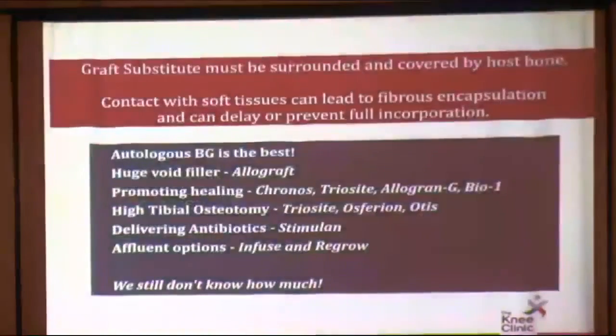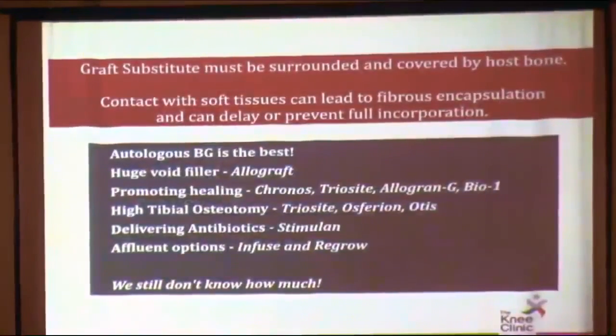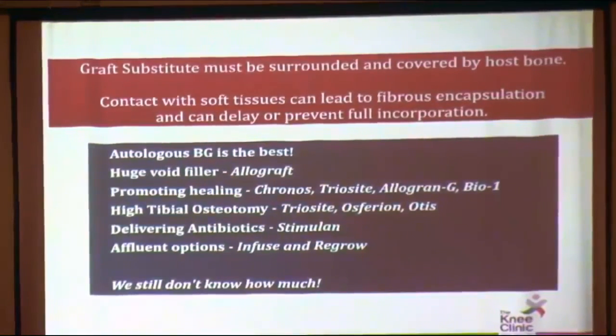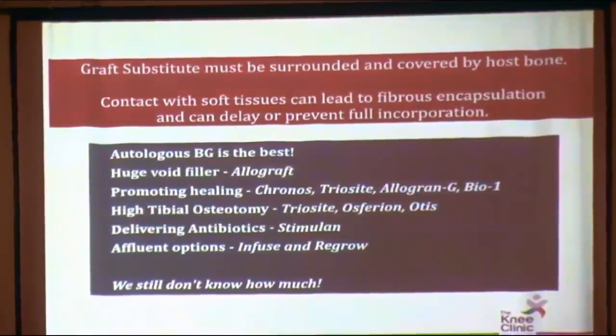So there, that's the conclusion slide, that these graft substitutes must be surrounded and covered by host bone. If you just put them on the sides away from the host bone, then soft tissues may cover them and they may not actually work like they do. Autologous bone graft is the best. If there is a huge void, use allograft because it's cheaper. You want to promote healing, there are many components available.